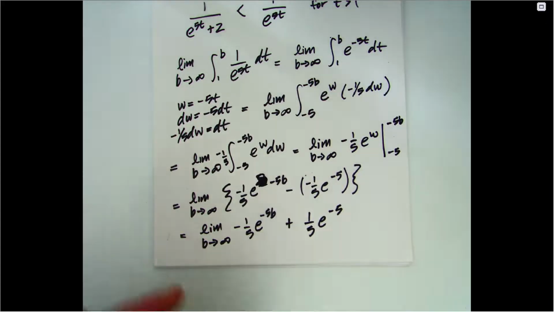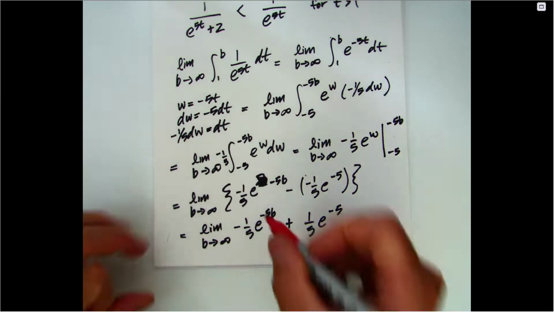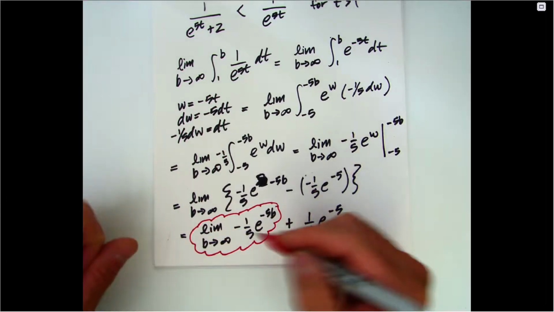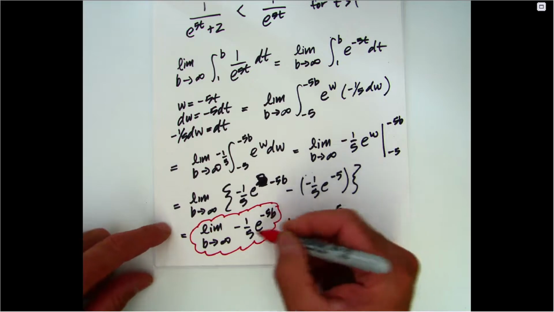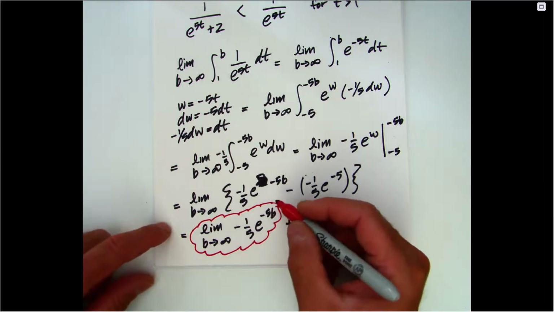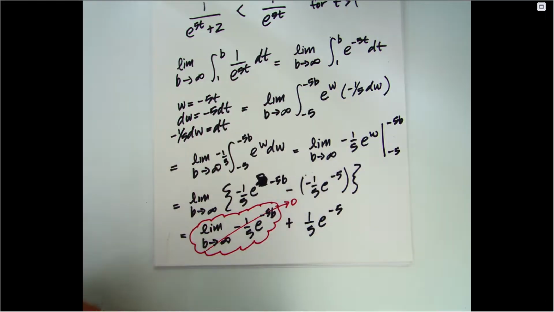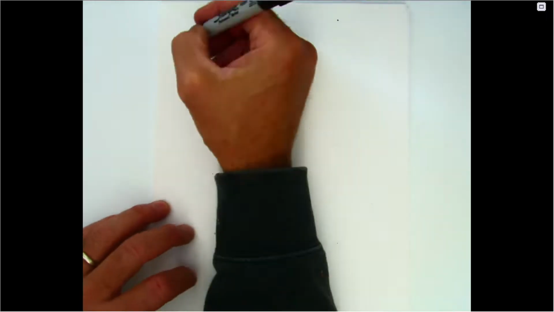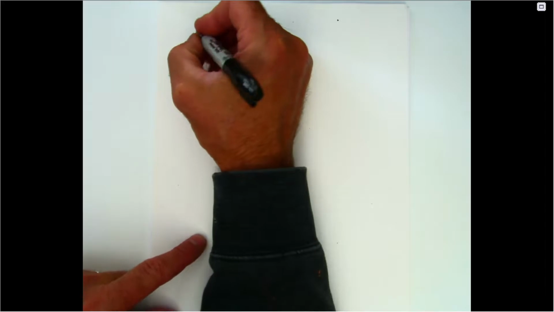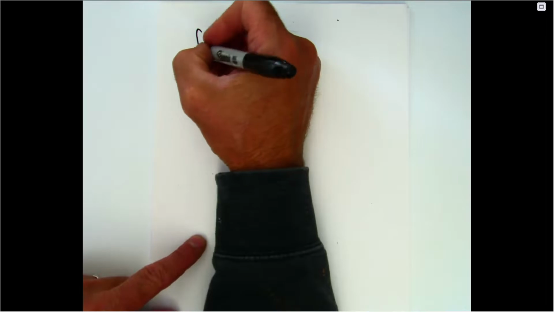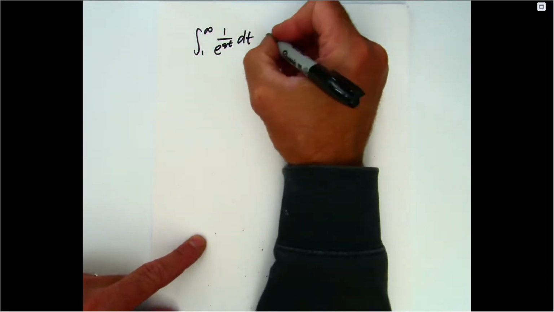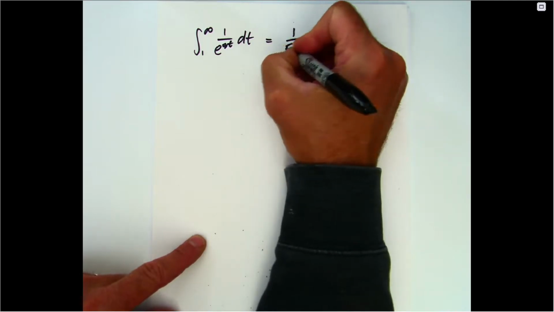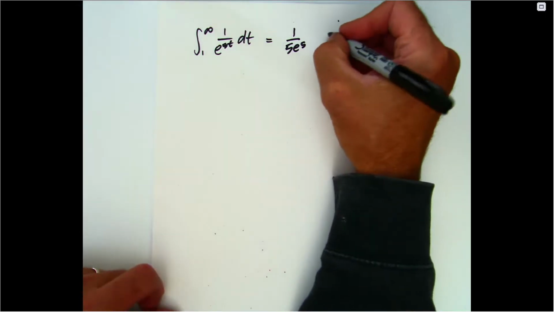And the question now becomes, what is this doing as b goes to infinity? So we're going to apply the limit to that piece. And of course, this is a negative exponential function, and those go towards 0 as b goes to infinity. So this piece goes towards 0, and we have negative 1/5 times something going to 0, so this whole thing is going to 0, and we're left with just this piece. So what we've shown is that the integral from 1 to infinity of 1 over e to the 5t dt is equal to a finite value. It's 1 over 5e to the 5th. So it converges.